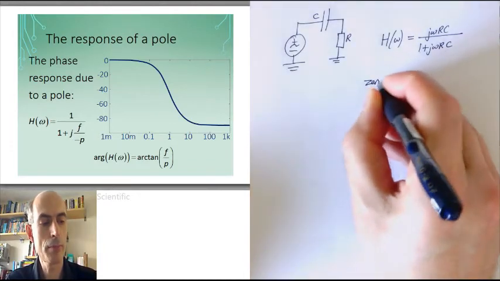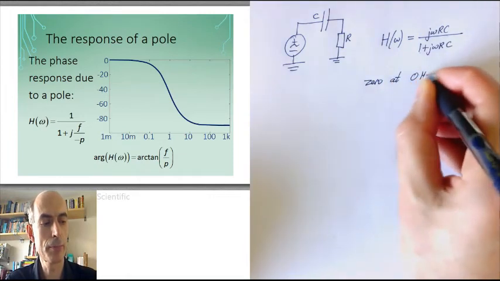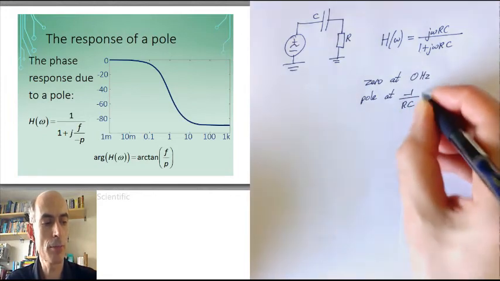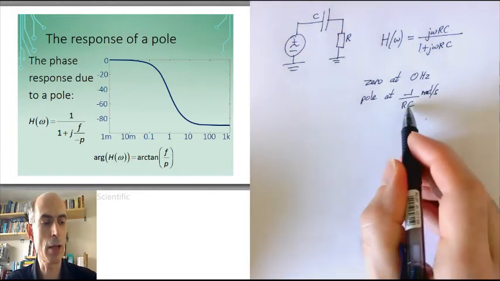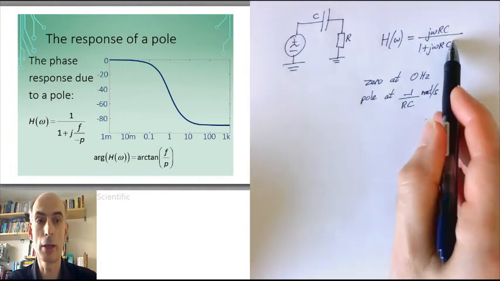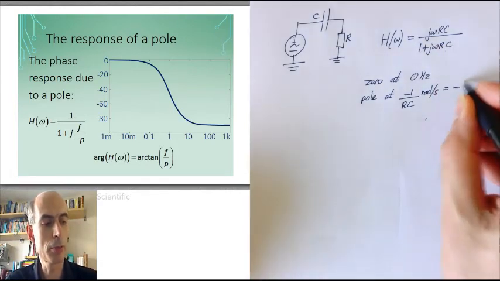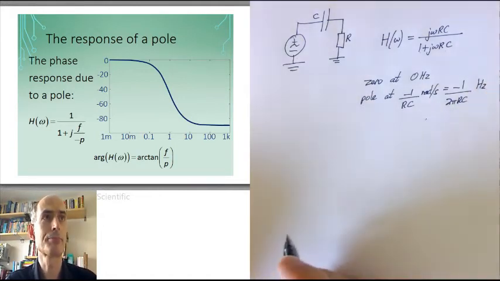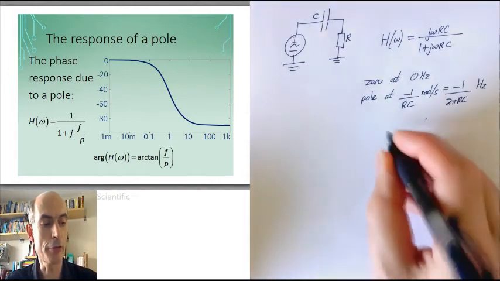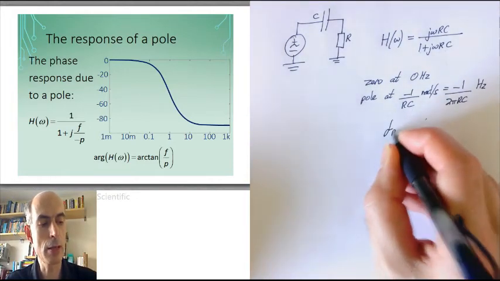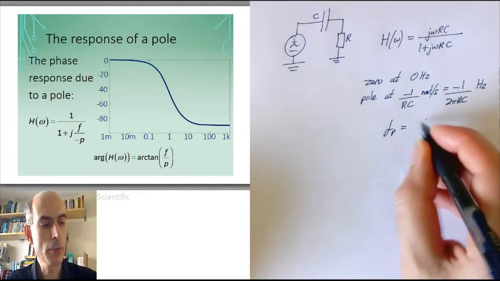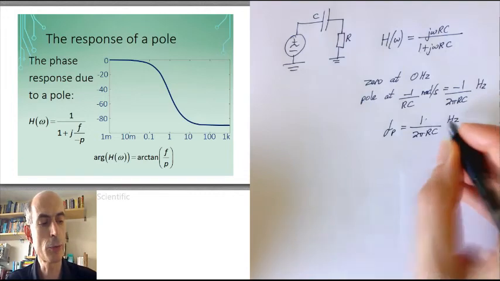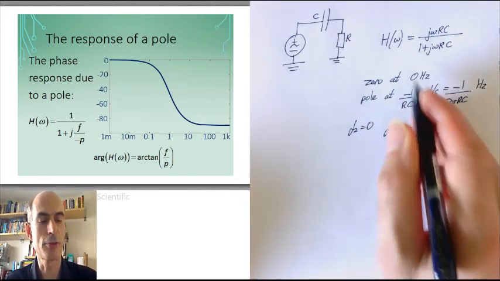So I've got a zero at 0 Hertz and a pole at minus 1 over RC radians per second, because that's the value of j omega when the denominator is 0, which means it will be at minus 1 over 2 pi RC Hertz. So the break frequency of the pole, I'll call it Fp, is the modulus of the pole, that's 1 over 2 pi RC in Hertz, and the break frequency of the zero is just 0.